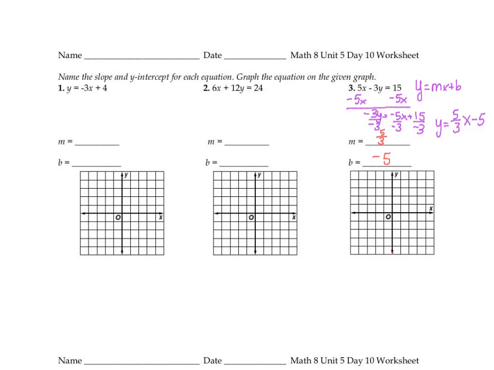And now from there we're going to go up 5 and to the right 3. And we could do that again, but then we'd be off the graph. So from there we're just going to connect those points. You're going to use your ruler to do that. And then we're going to label our line. And we're going to use the original equation of the line, so 5x minus 3y equals 15.